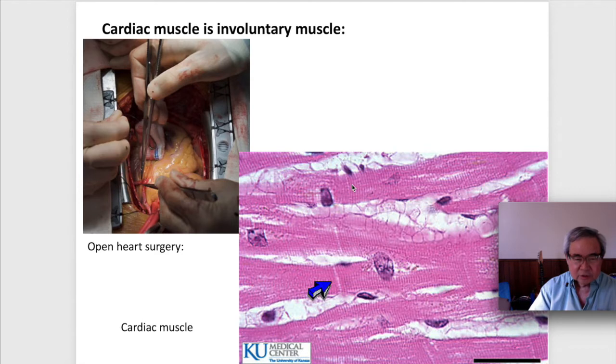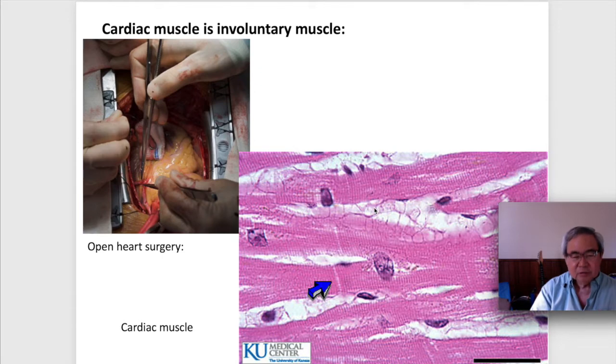And the good thing is that when you fall asleep, you don't have to worry about your heart stopping because it's all under an automated system. And you can't speed it up, you can't slow it down. It's under its own guidance. How much oxygen does the body need? If it needs more oxygen, heart rate increases. If it doesn't need any more, heart rate is going to slow down, try to conserve energy. So, very useful, involuntary cardiac muscle.